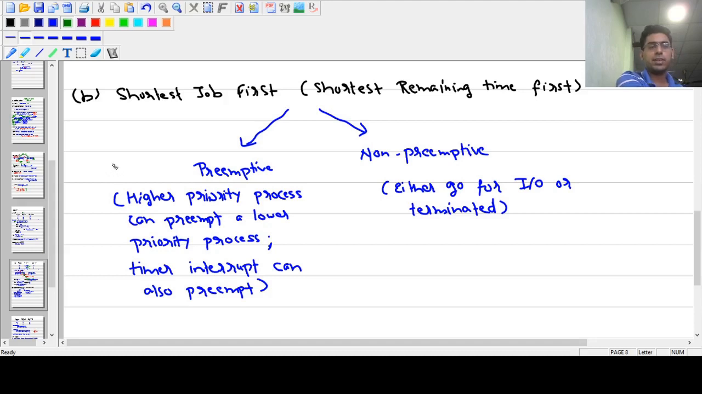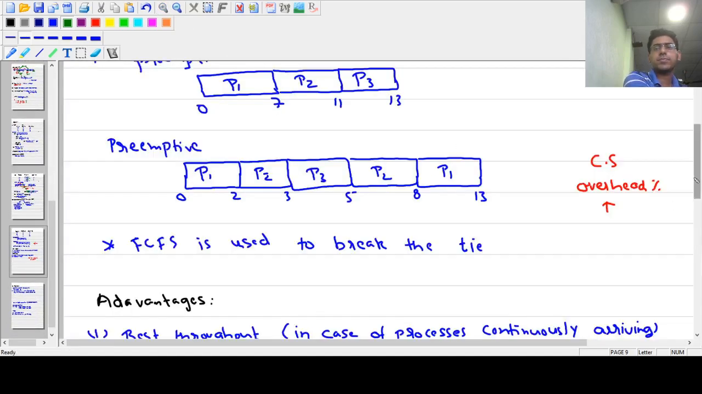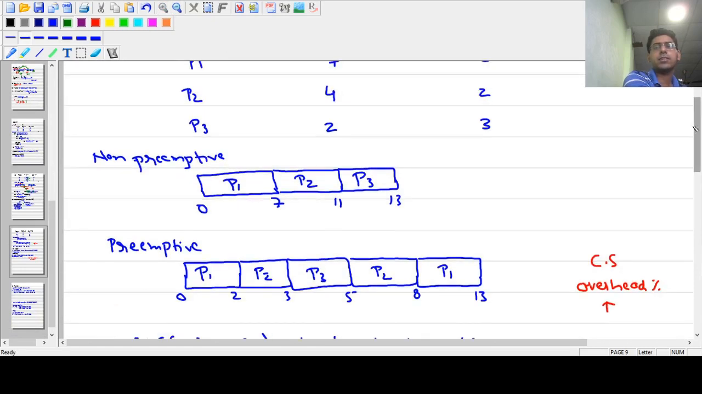So coming to our next algorithm, it is shortest job first or shortest remaining time first. So it could be preemptive or non-preemptive. Preemptive means a higher priority process can preempt a lower priority process, or a timer interrupt can also preempt. And non-preemptive means a process either goes for the input output operation or it terminates. So let us see an example and get things more clear.